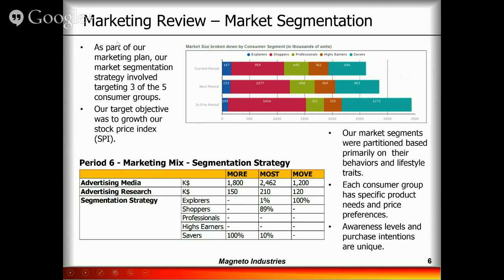So moving on here, looking at the 6th period results, a few key things to show you. One is, from a segmentation strategy, I learned quickly that I shouldn't spend my advertising, media, and research on the groups that I wasn't interested in for my brands. So I quickly saw, since more was targeting savers, I focused all of my media and research and advertising dollars on the savers. I targeted the majority on the shoppers, but I still saw that some explorers and savers were buying most, so I did leave a little bit of the dollars with them. And Move, I strictly targeted at the explorers because that was who I was looking for with that group.